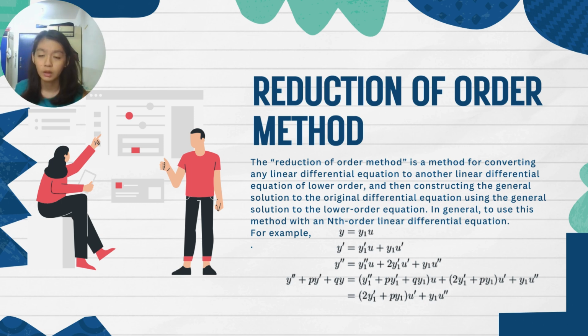So for example, our original equation is y double prime plus p times y prime plus qy. So we let y equal y1 times u. Then we differentiate it, differentiate it a second time, and put what we get into the original differential equation. So we get a new one. And this is how the reduction of order method works.